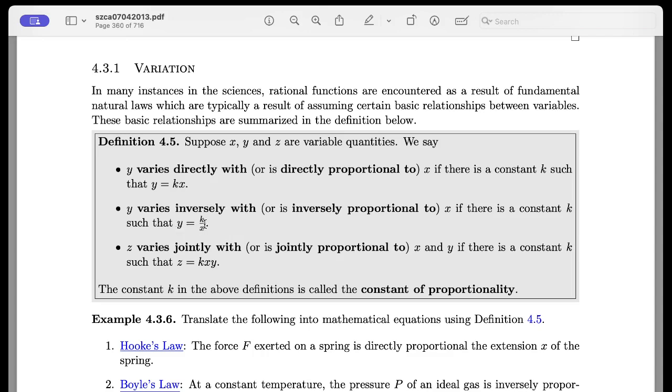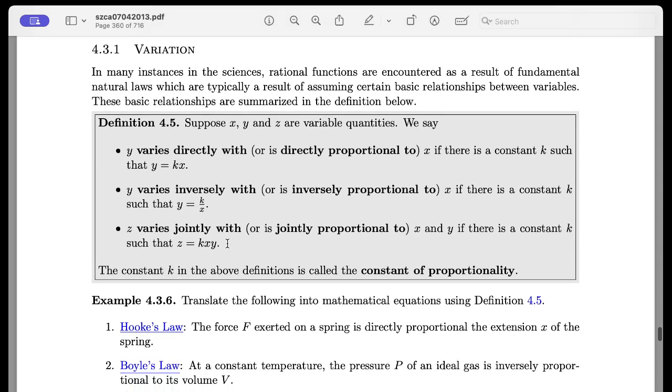Anyway, y is proportional to some constant divided by x. There's also a notion, this is less common, but sometimes you can be proportional to two different things, meaning you're proportional to the product of those two things, and that's called joint proportionality. So z varies jointly with x and y if there's a constant k, so that z equals k times the product xy.